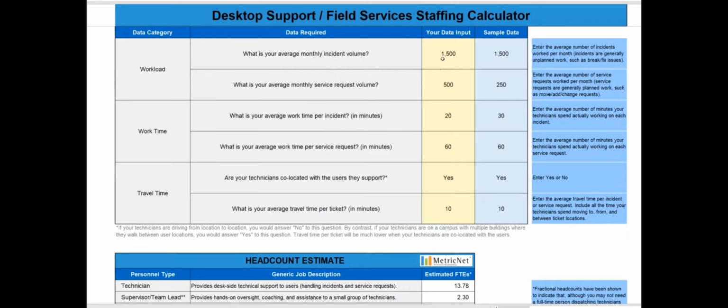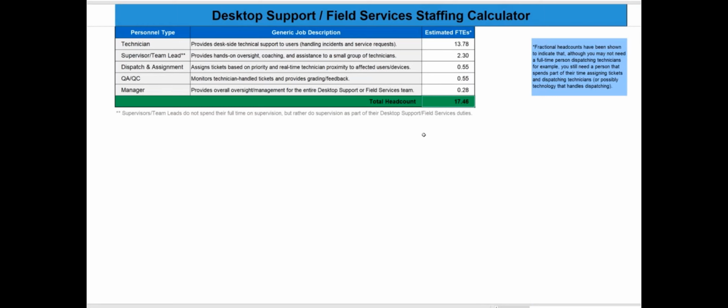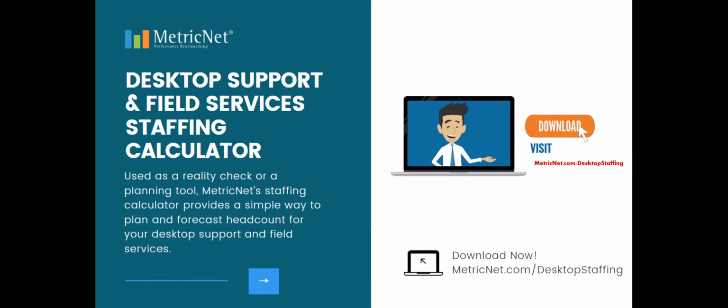You enter some basic information on your incident and service request volume. You estimate or enter your best estimate of your work time per incident, your work time per service request, and you enter your best estimate for the travel time per ticket. And the headcount calculator gives you the right-sized figures for these 5 job categories: technician, supervisor, dispatch and assignment, QA/QC, and managers.